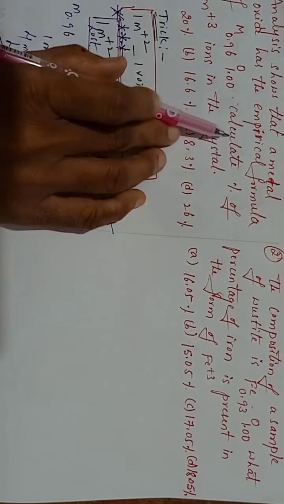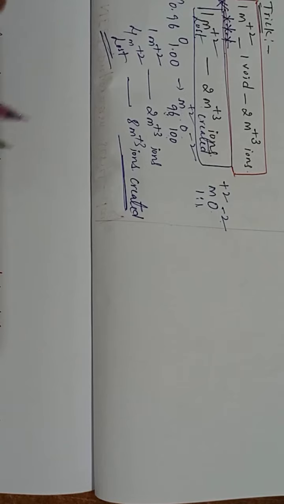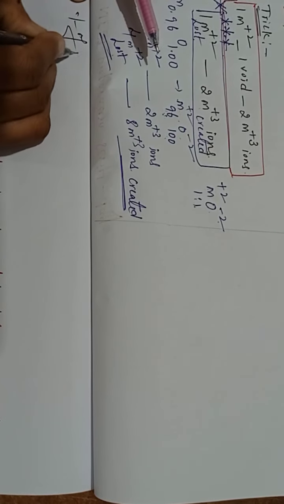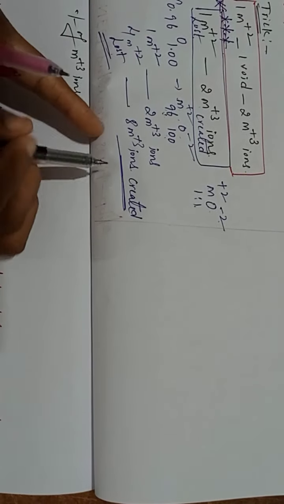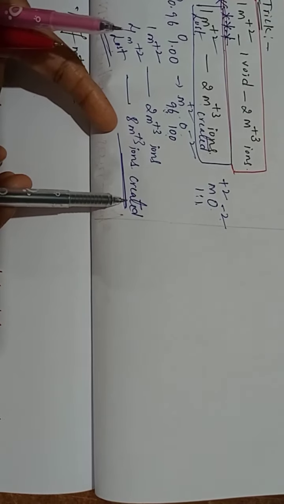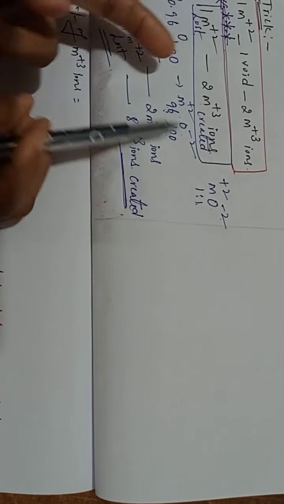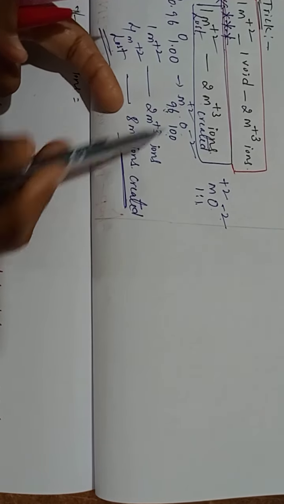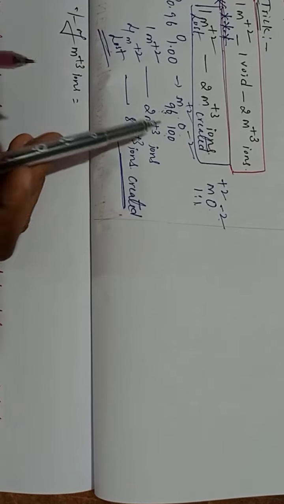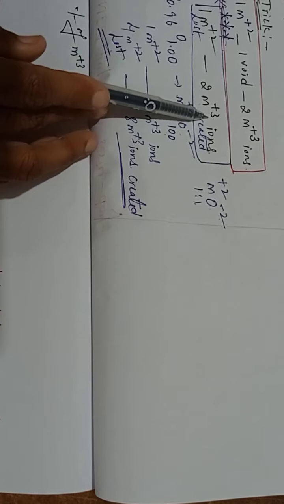So what we have to find is the percentage of M plus 3 ions. How to find it? See students, percentage of M plus 3 ions is equal to the formula: how many created? Here 8 M plus 3 ions are created. Next, how many M plus 2 ions are given in the question? 96 are there. So that's why you have to do 8 by 96. Clear, students? 1 metal ion lost creates 2 M plus 3 ions.